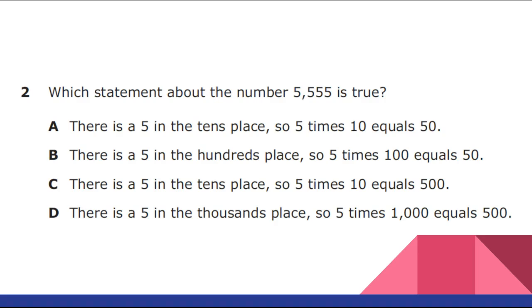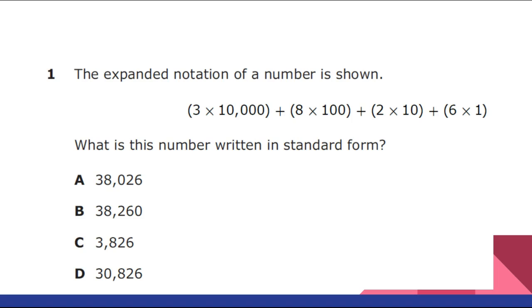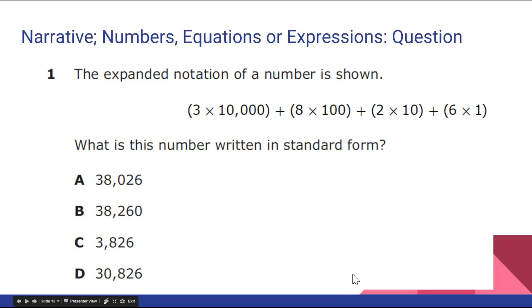So number 2, look at just the format of this question. What do you notice? Which one of the items do you think it would be? It's just a question. If we cover up all the answer choices, we'll see that it's only asking a question. Look at this item. In this one, you have a narrative, and then an expression, and then the question. So this would be a narrative, numbers, equations, or expressions, and then the question.